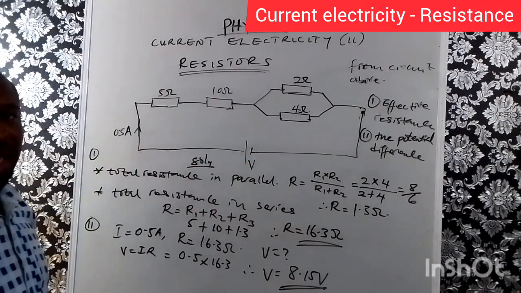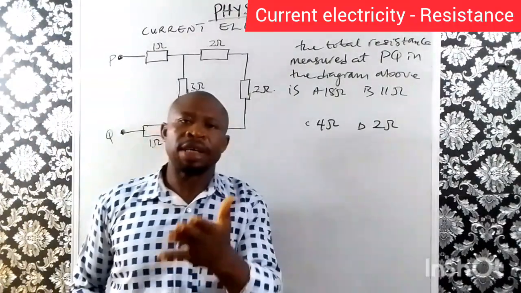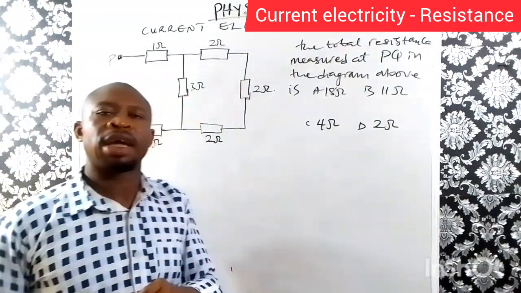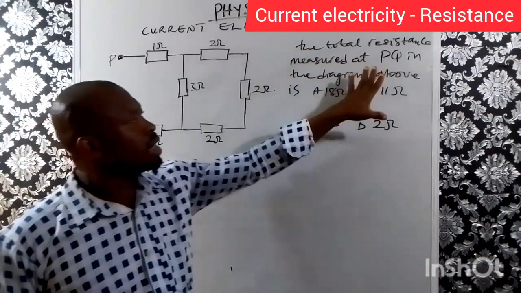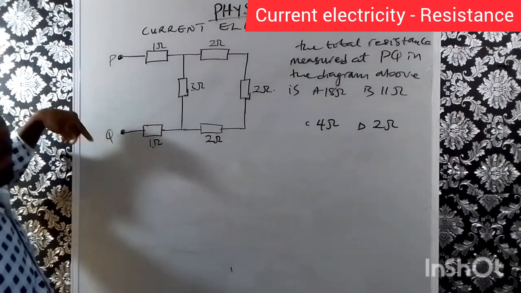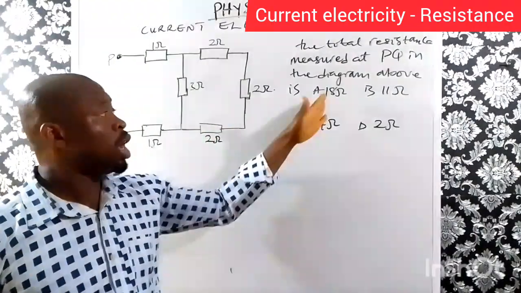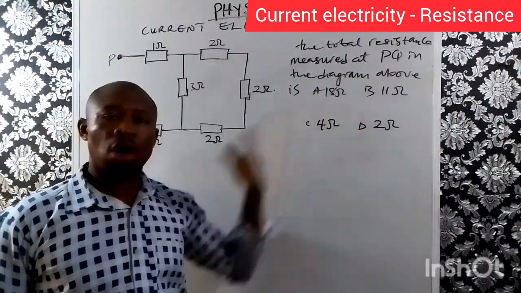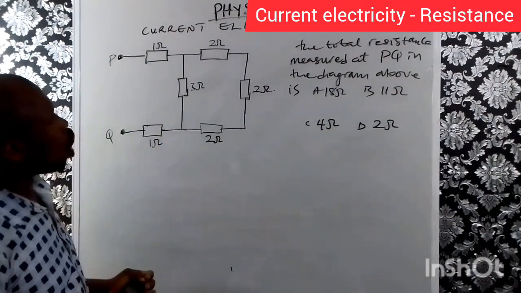Alright, let us take another question. Okay, we have this question before us here, and the question says the total resistance measured at PQ in the diagram is dash. This is a JAMB question. It must be either this, or that. Now let us find out which is the correct option.